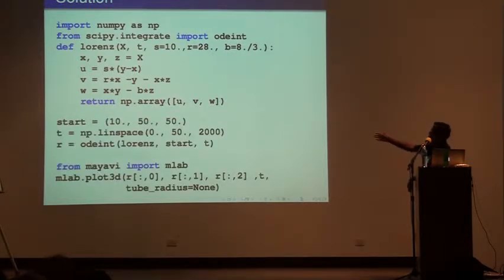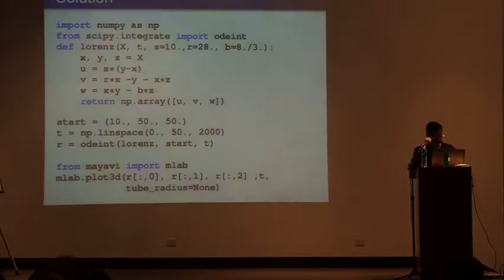So to solve this, the start is the initial point in space. And you're saying, at these times, 0 to 50 seconds, give me 2000 points, integrate the Lorenz equation from that start given these parameters. Okay? And then with these two lines I can plot it in Mayavi. So let's look at that.